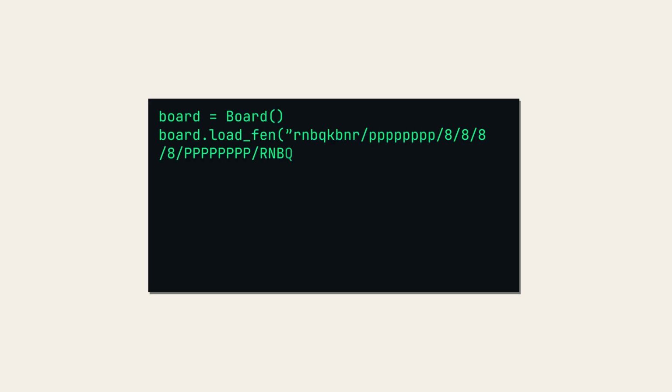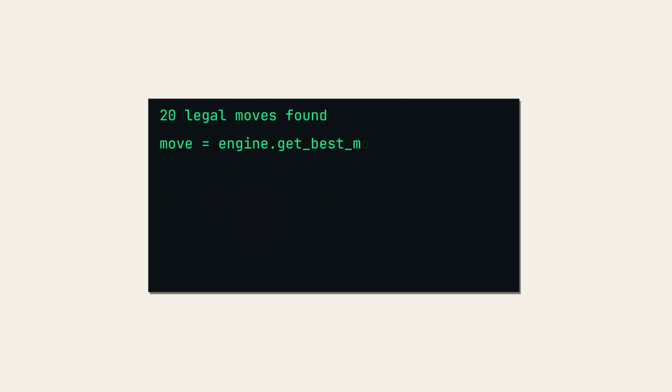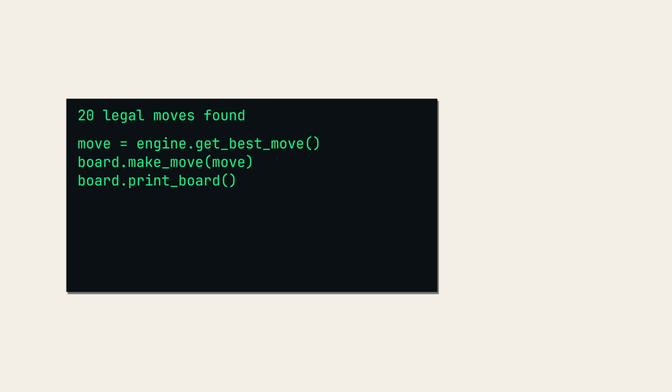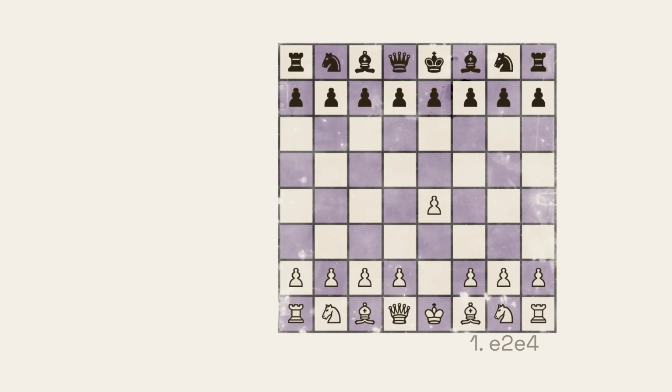Here it is, a board, a starting position, 20 legal moves, exactly as many as chess rules allow from the opening position. We pick one, make it, and the board updates. It's not thinking, it's not evaluating. It has no idea if e4 is a good move or a terrible one, but it knows it's a legal move. It knows the rules, it knows the board.